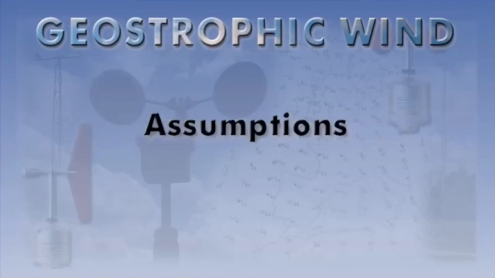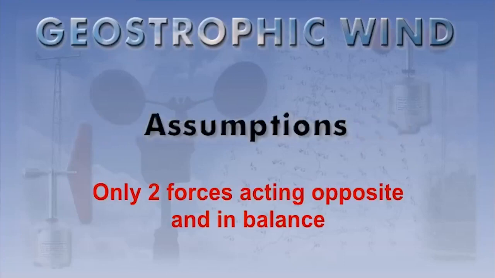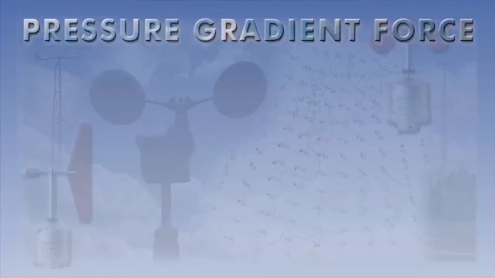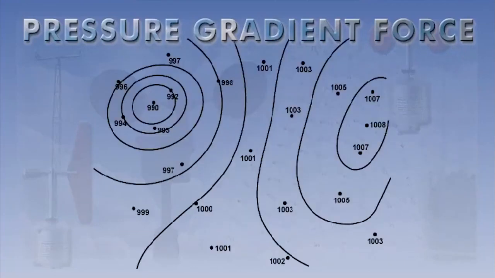The geostrophic wind is composed of two forces. These forces must be in balance and work opposite to each other. What are these forces, though? The first of these is the pressure gradient force, or PGF. Looking at the diagram, we can see this is the force that acts from a high to a low pressure.